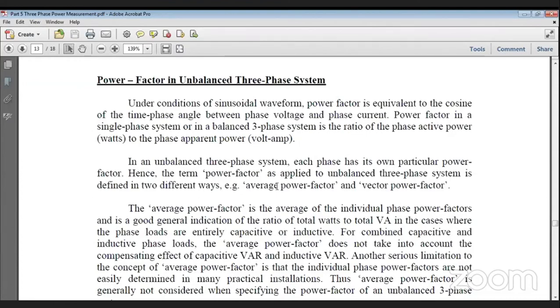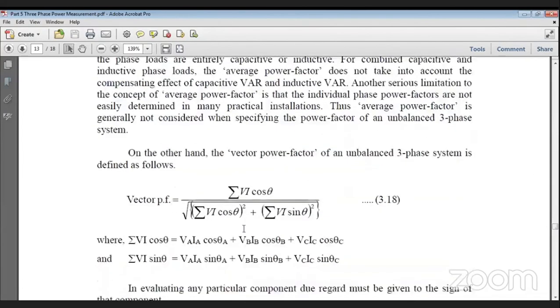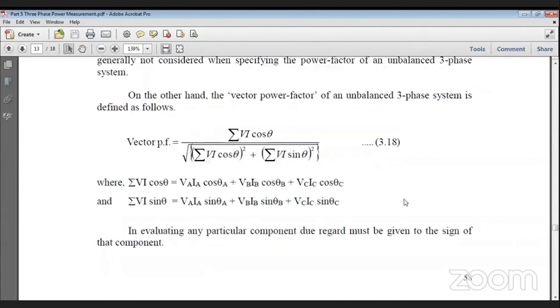So we never define power factor by average power factor. We always calculate by what is called a vector power factor. That means we go by the basic definition of power factor. So first we make the summation of the active power of the 3 phases, whatever be the case, they may be different. So we take the 3 active powers. Here you can see on the screen. Then we take the 3 reactive powers. Here you can see on the screen.